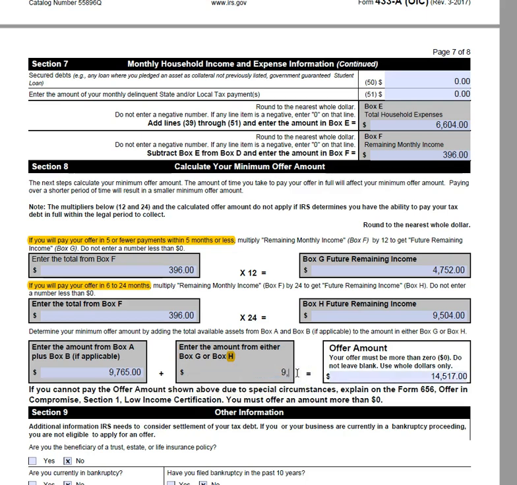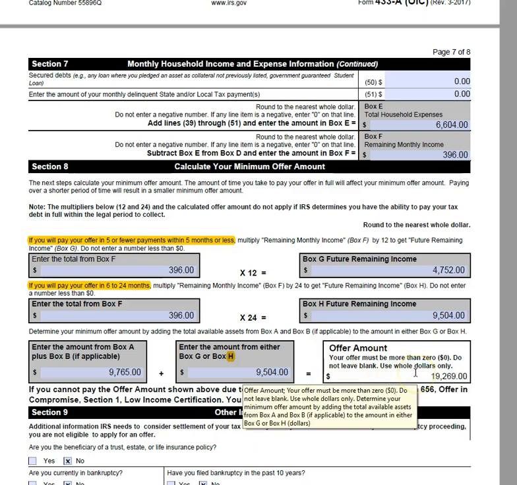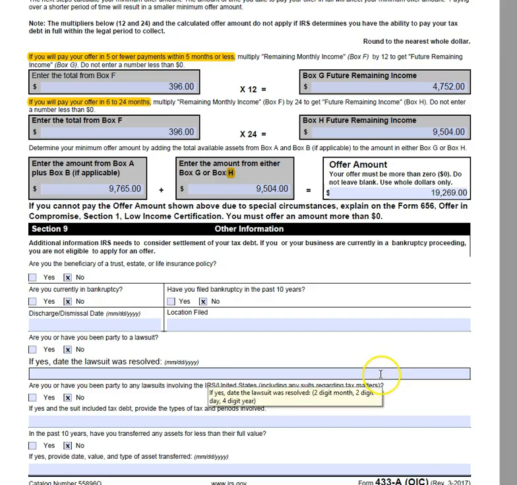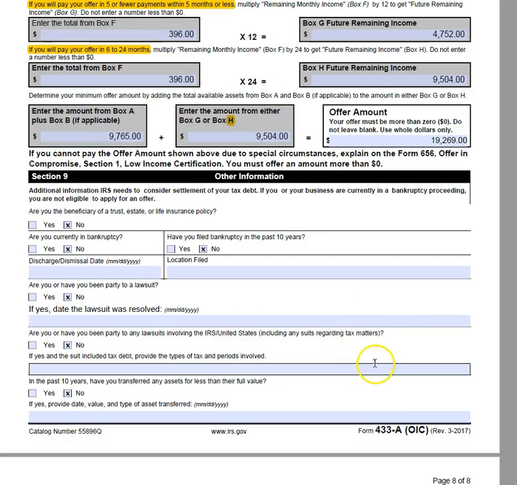Now if we're not going to pay it in that time, then it's going to be $9,504, and that amount is going to change to $9,269 for our offer amount. This number you would then want to transfer over to the Form 656, which there is a video for that, and we will put the link in the comments below so you have access to that one. And then you're going to move on to section 9, which is other information.